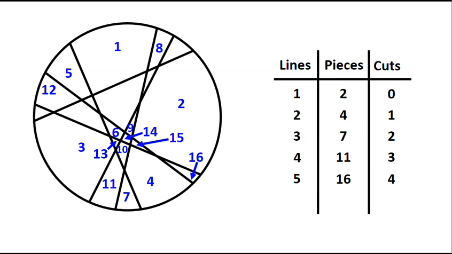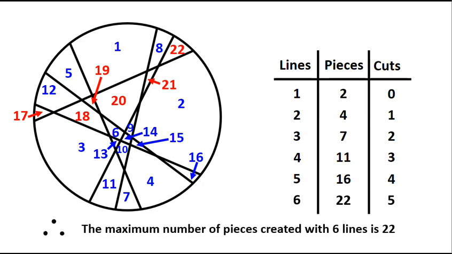I now draw the 6th line, and I do that in such a way so that 1, 2, 3, 4, 5, an additional 5 intersections, an additional 5 cuts are created, and that's 1 more than previously. And so that means I get 17, 18, 19, 20, 21. I get a total of 22 pieces now being created as a result of 6 lines being drawn through the circle. Therefore, the maximum number of pieces created with 6 lines is 22.